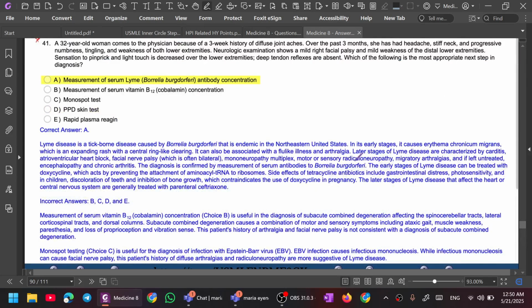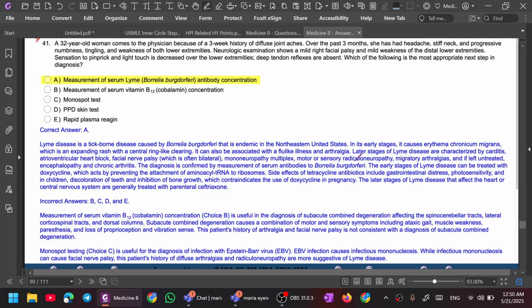Lyme disease is a tick-borne disease caused by Borrelia. These days, I feel like I am hallucinating without taking anything. Trust me, I never do drugs. I know, I believe you.